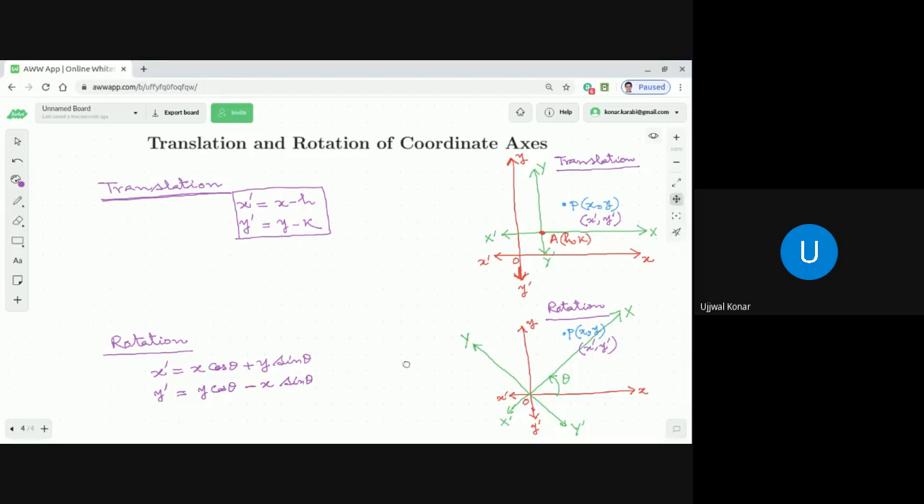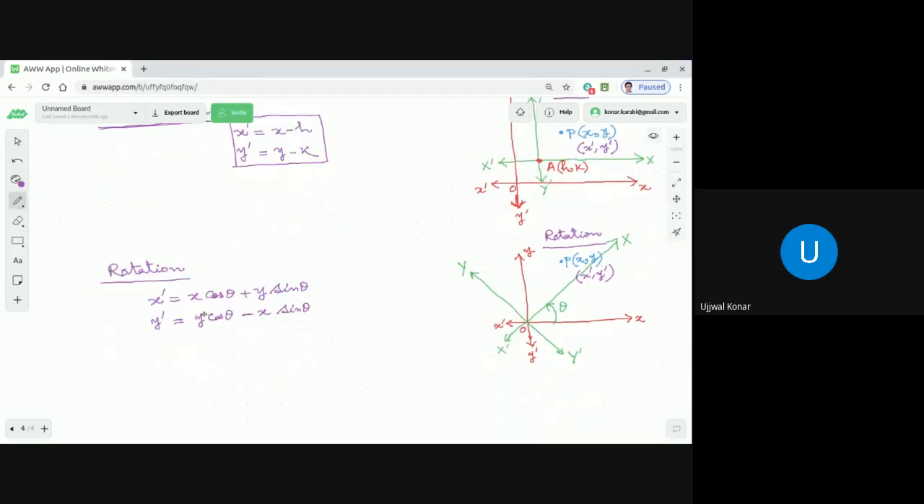And dear students, there is an interesting point. In case of translation also I explained that suppose x dash and y dash are given to you and you need to find the values of x and y, and theta is also given to you, by the way. Suppose x dash is given to you, y dash is given to you, and theta is also given to you.